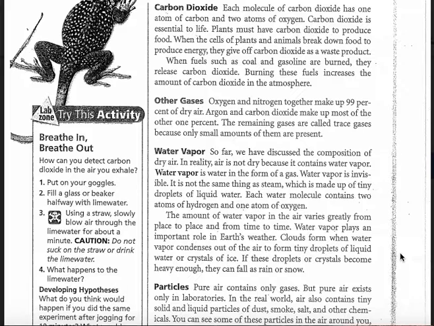When the cells of plants and animals break down food to produce energy, they give off carbon dioxide as a waste product. When fuels such as coal and gasoline are burned, they release carbon dioxide. Burning these fuels increases the amount of carbon dioxide in the atmosphere.